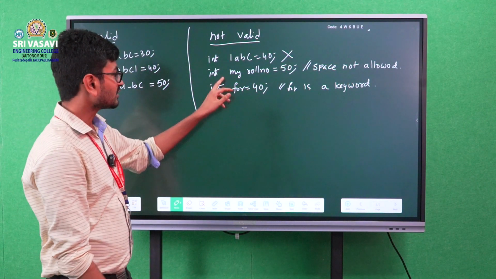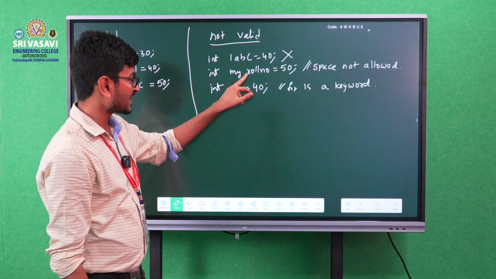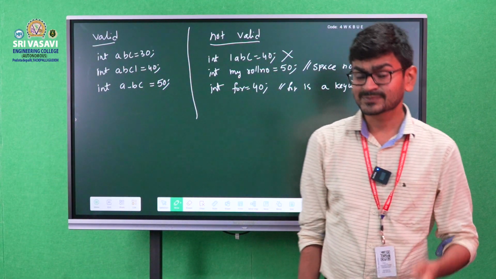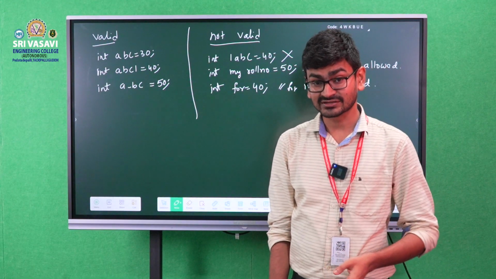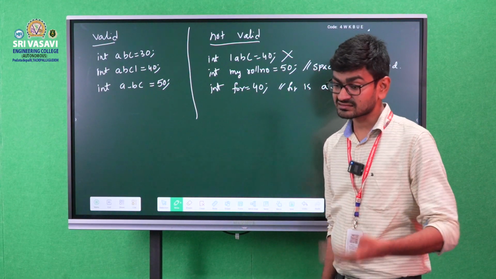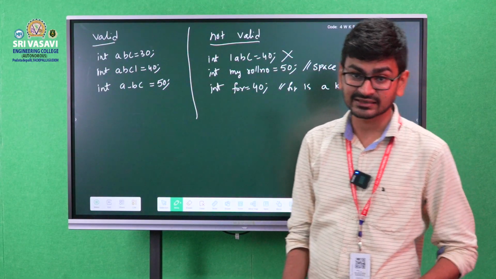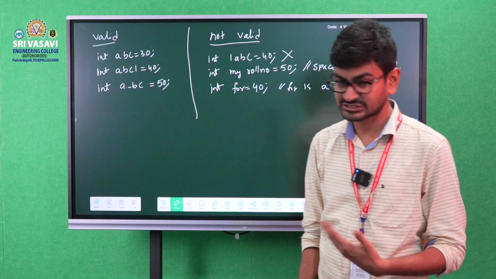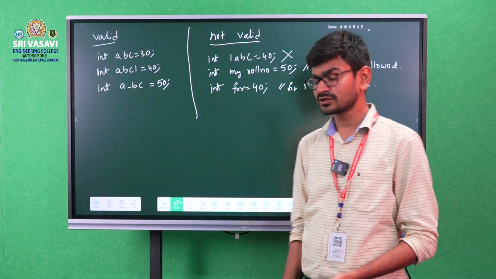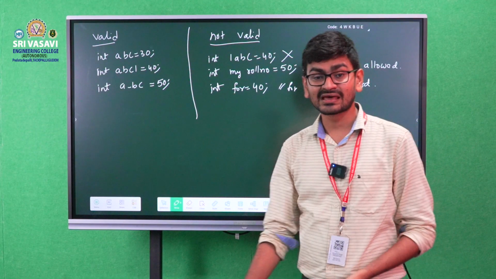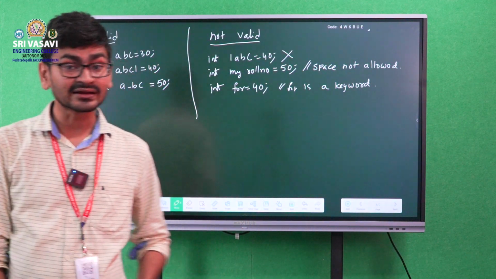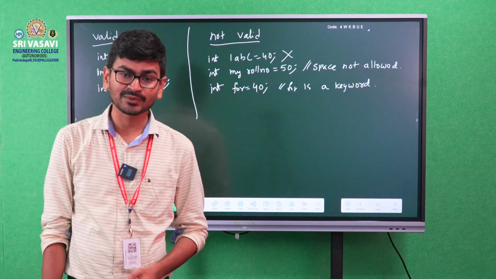Now let's see some others, like my roll number. Space is a white space in C programming language. Space is not allowed in an identifier. So this is not valid. And int for, as I said previously, for is a keyword in C programming. There are some keywords. For is one of the keywords, and you cannot use keywords as identifiers or variable names. So these are some of the valid and invalid identifiers in C programming language.